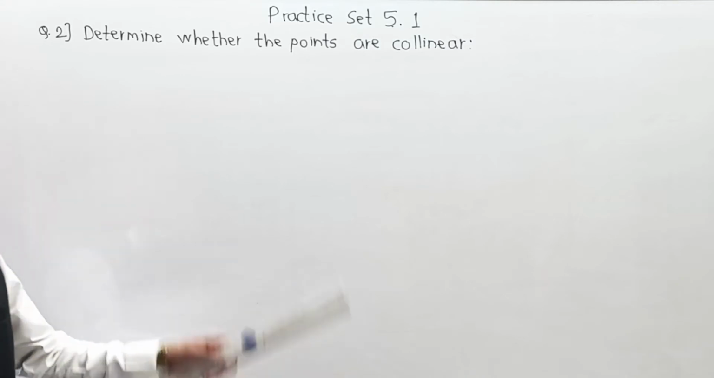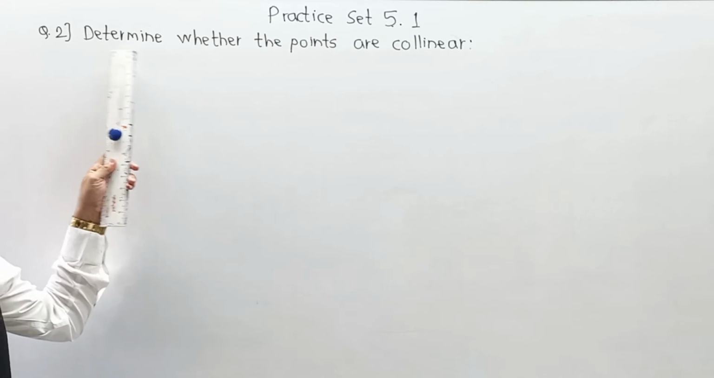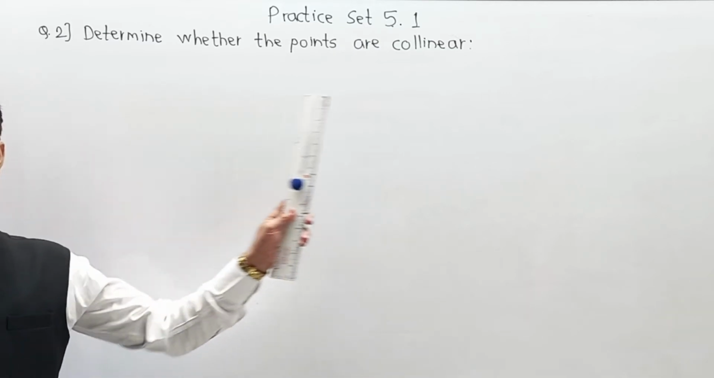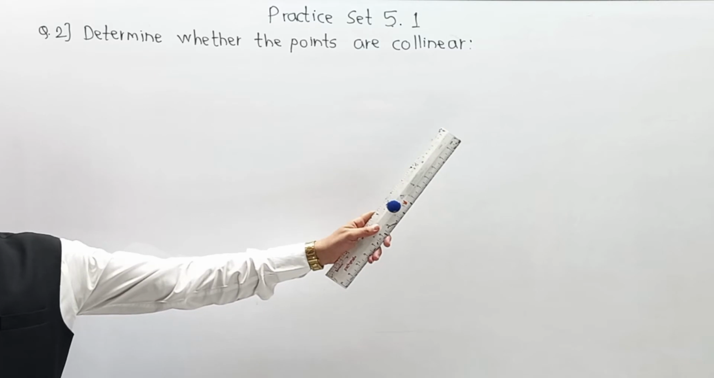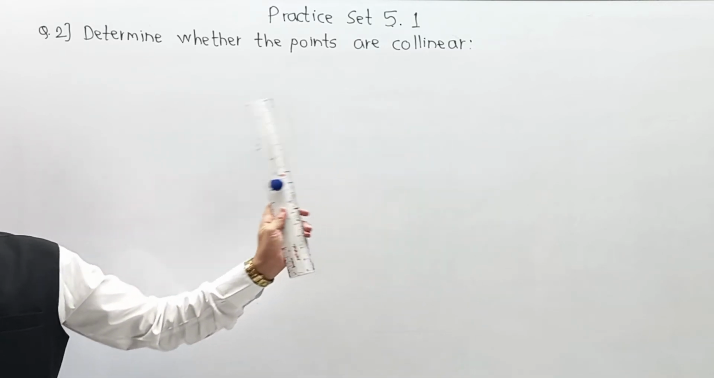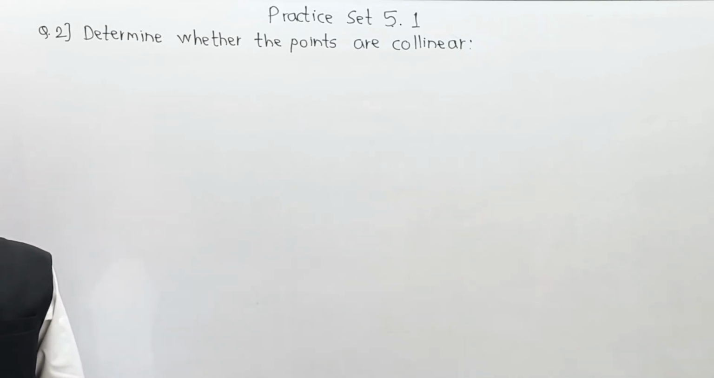Okay, now we are going to start question number 2, and this question is: determine whether the points are collinear. Now what exactly is meant by the concept of collinear? Collinear means they are giving us a total of 3 points. Among them, if the distance between 2 points in terms of addition is equal to the distance between the third pair of points, then we can say that these 3 points are collinear.